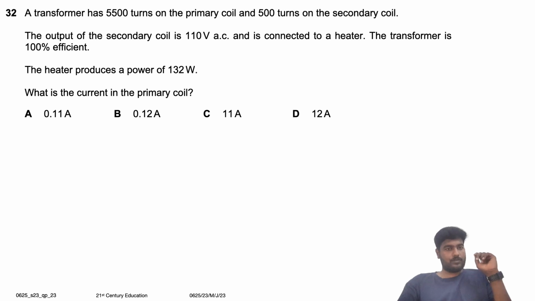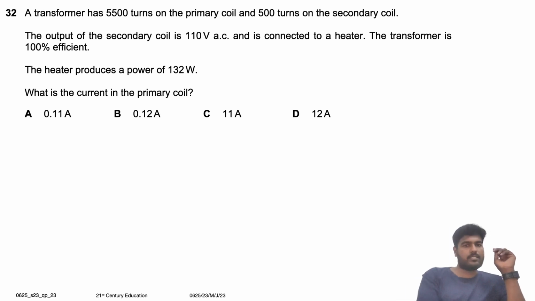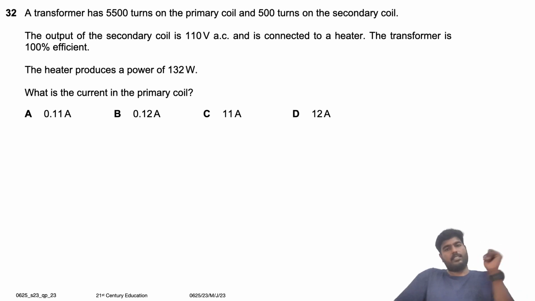A transformer has 5500 turns on the primary coil and 500 turns on the secondary coil. The output of the secondary coil is 110 volt AC and is connected to a heater. The transformer is 100% efficient. The heater produces power of 130 watt. What is the current in the primary coil? You have to find Ip.